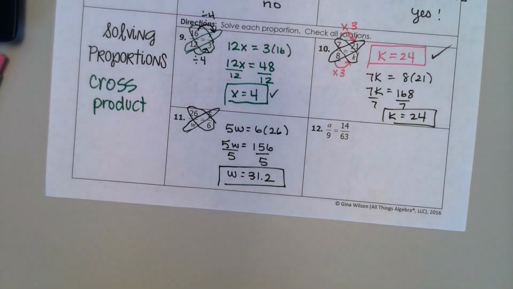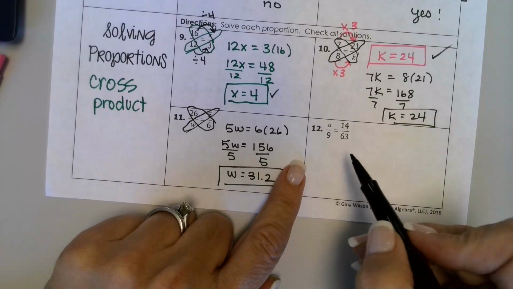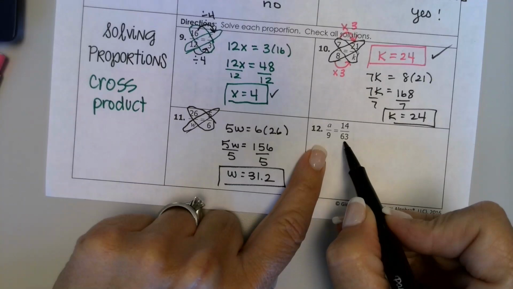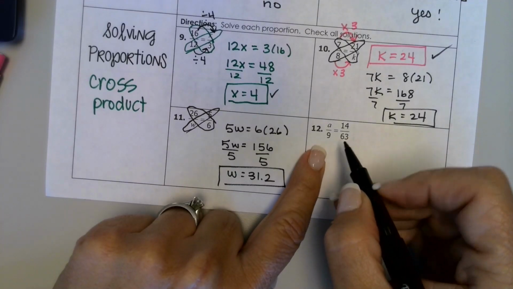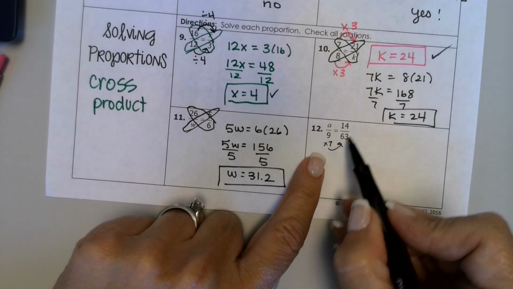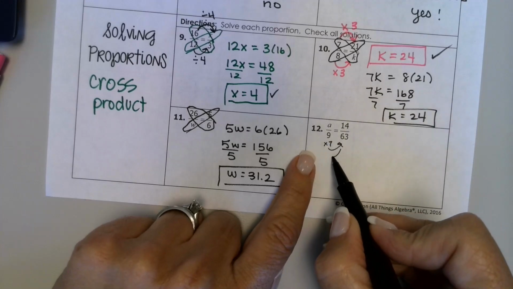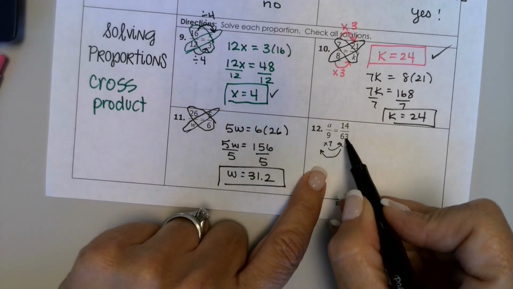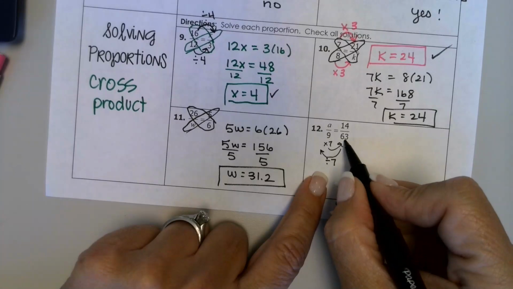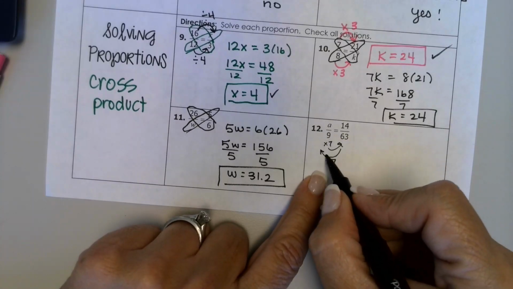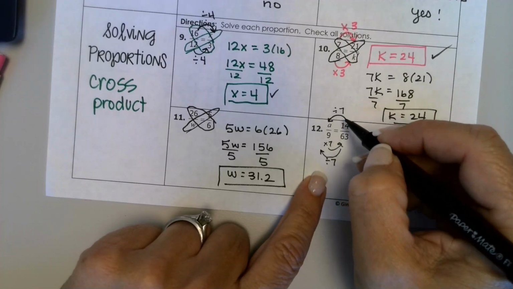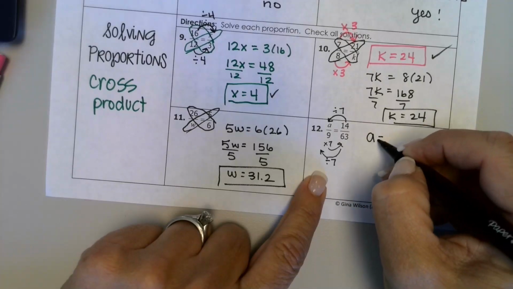Okay? So let's look at this one. 9 times what equals 63? Well, I can say 9 times 7 equals 63, right? But I'm going the opposite direction. So I have to go this direction to get 9. So 63 divided by 7 gives me 9. If I divide 63 by 7, I get to 9. And I had to go backwards because I'm going backwards this time. So 14 divided by 7 equals 2. So a equals 2.